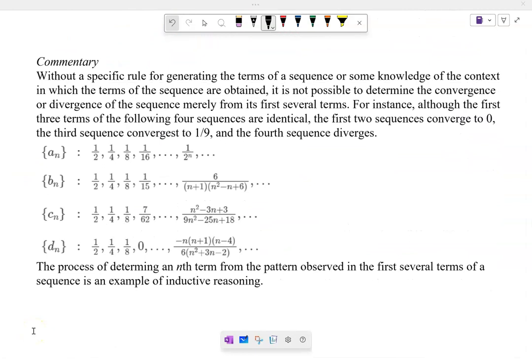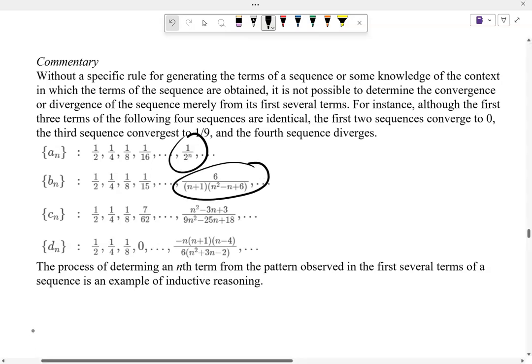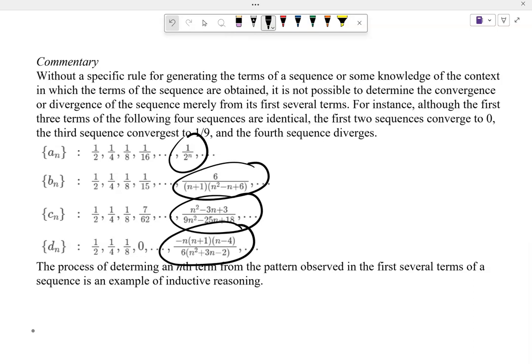Notice on these, see how the first 3 terms are all the same? Let's say you didn't have the rule. Well, in order to determine the convergence or the divergence, you've got to know their rules. You've got to know the explicit formulas. Otherwise, you just don't have hope. Like this first one converges to 0. The second one will converge to 0. The third one converges to a 9th, actually. And the last one diverges, right?